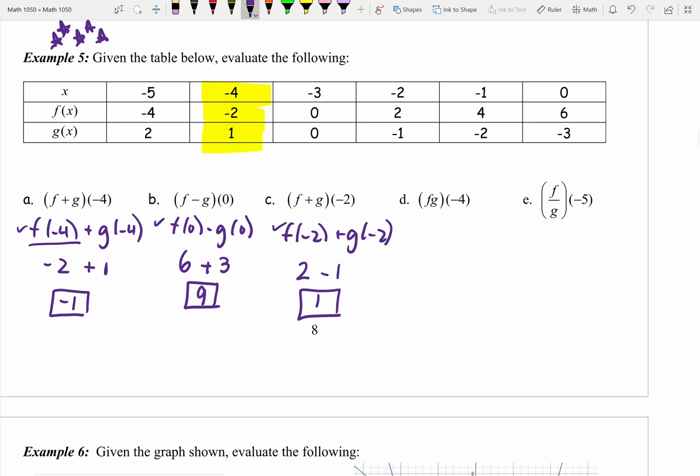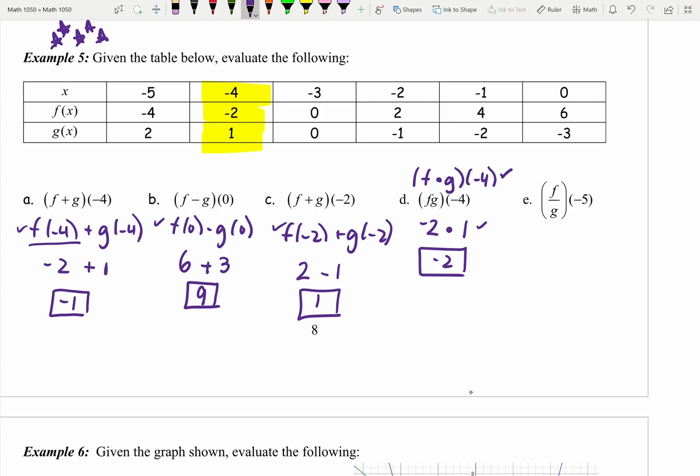You take your f of x, which is a negative 2, and you multiply it by your g of x, which is a 1. A negative 2 times 1 is a negative 2, and you're done. That's enough work. But if you don't have negative 2 times 1 right there, I'm not going to give you credit.